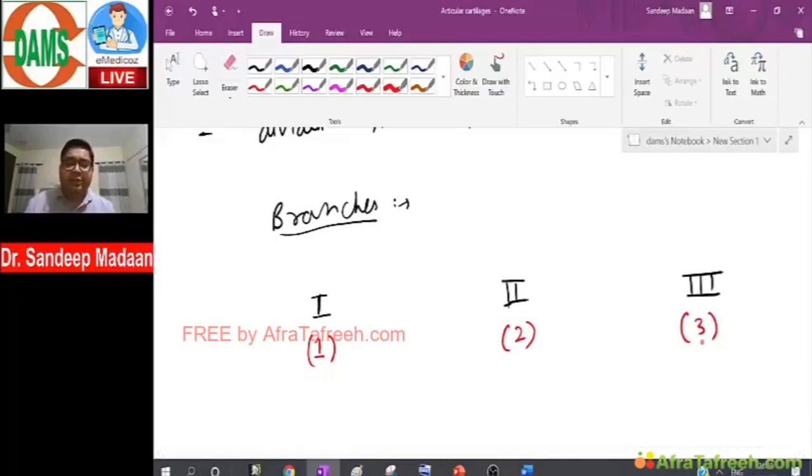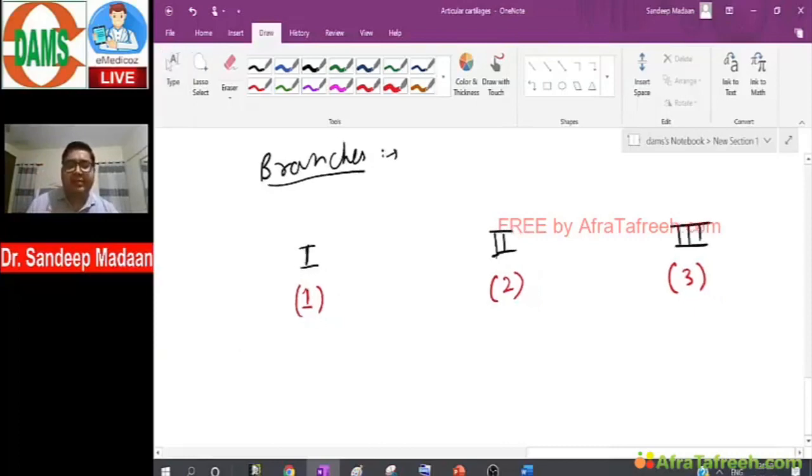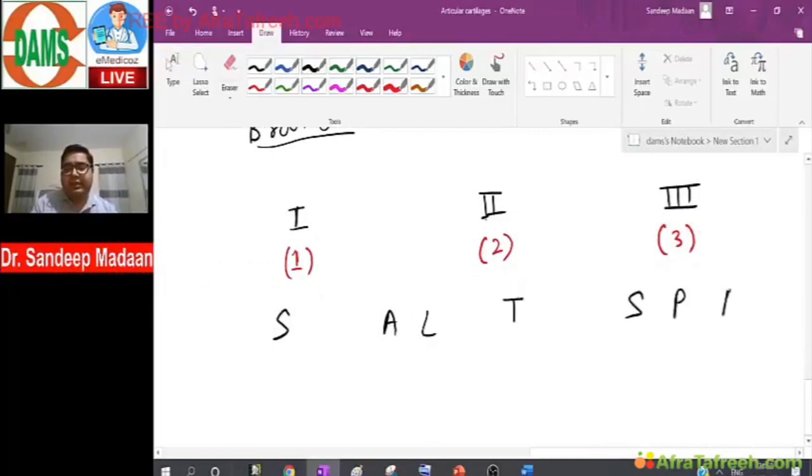Alright. Now how to remember the names of the branches? At many places in medical subjects, you are going to use mnemonics, okay? Mnemonics are those which help us remember things. So here we are going to use this mnemonic, which is SALT, SPA. Now, how to use this mnemonic, let me tell you.